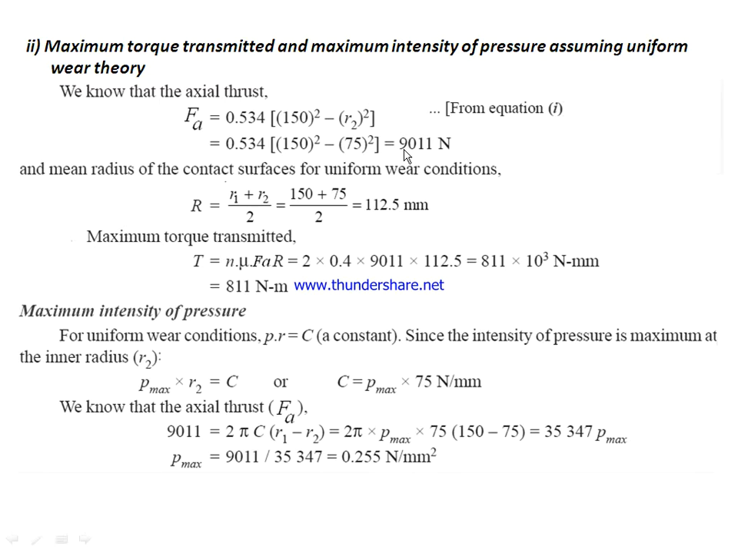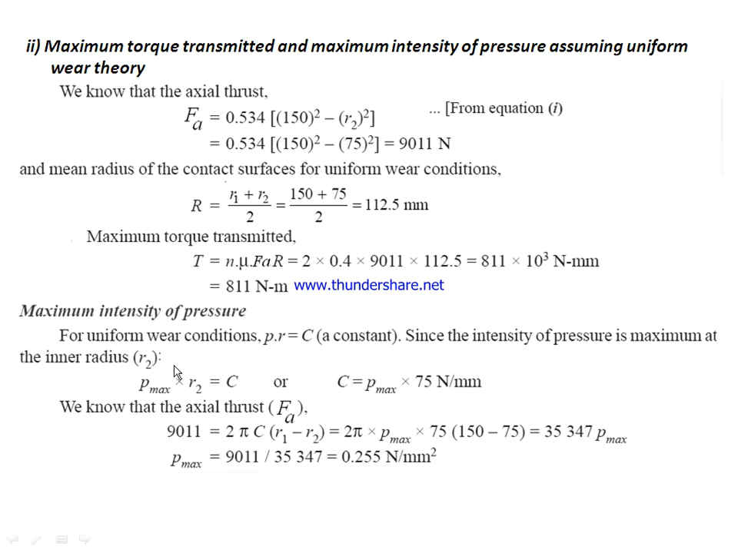So in the problem it has been said that you have to use the same axial force for this part also. And the mean radius of the contact surfaces for uniform wear condition is (R1 plus R2) by 2. Hence R is 112.5 mm. And maximum torque transmitted is given by T equal to N into mu into F into R. So after substituting all the values, we get T equal to 811 Newton meter.